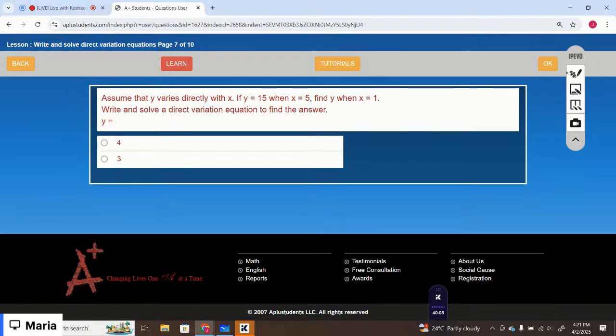Assume that y varies directly with x. If y equals 15 when x equals 5, find y when x equals 1. Write and solve a direct variation equation to find the answer.